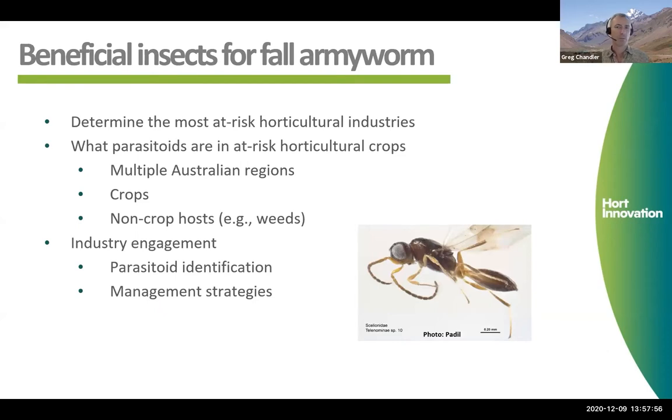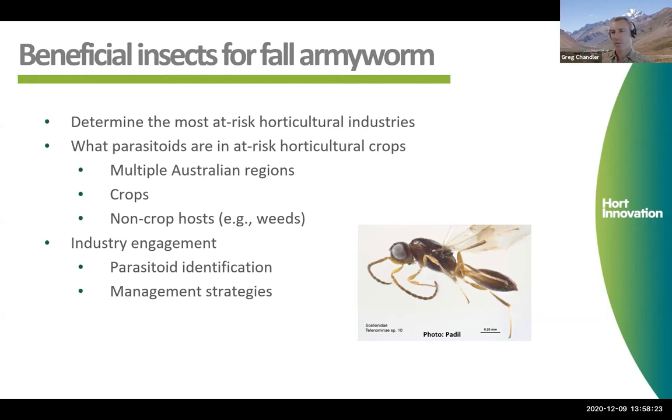The next project that we'll be funding is looking at beneficial insects and their effect on fall armyworm populations that are already here. So we have a lot of native little wasps in this case. There's a lot of introduced wasps that are already here, so they're endemic. And they've already been shown to be parasitizing fall armyworm in the field. And we'll hear more about that a bit later.